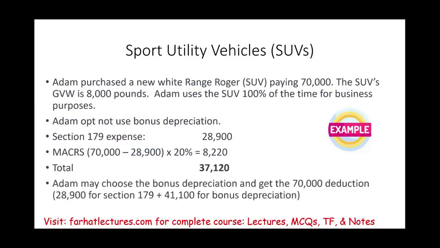Now, Adam can also choose the bonus depreciation and get the full deduction for this SUV. How? He takes $28,900 for Section 179 and the remaining $41,100 as bonus depreciation, and gets the full deduction. Now, would Adam want to do that? Well, for tax planning, he may or may not want to.